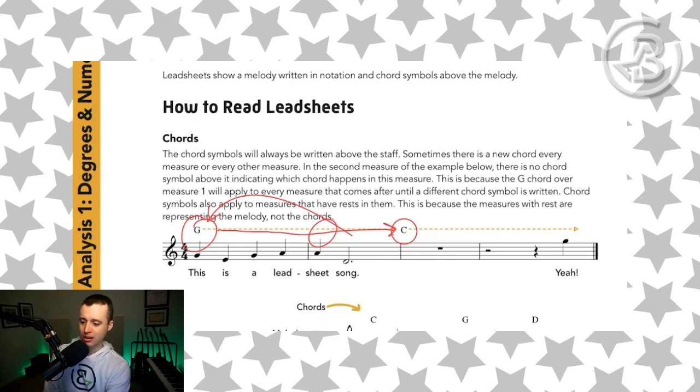So the reason there is no chord symbol in measure 2 is because the G chord over measure 1, right here, will apply to every measure that comes after it until a different chord symbol is written.